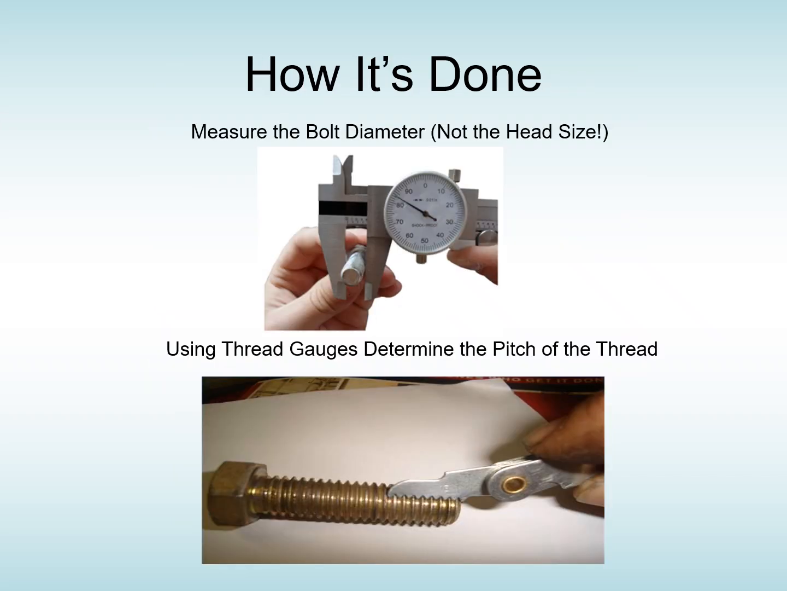Okay, so this is how it's done. You measure the bolt diameter, again, not the head size, the diameter of the bolt, and then using a thread gauge, which is this bit here, you determine the pitch of the thread. So you basically take out each leaf of the thread gauge and offer it up until it matches perfectly and you have no light showing between the gauge and the bolt.